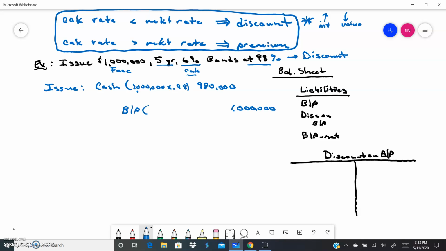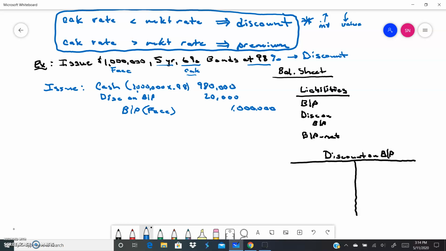So we could almost put that in parentheses all the time. Every time we have a credit to bonds payable, it's the face amount. That's the amount we're going to repay at maturity. Now the difference here, we can see, obviously we issued these at a discount. So we're going to have a $20,000 debit here, and that's going to be to a new account. It's a contra liability account, and it's going to be called discount on bonds payable.